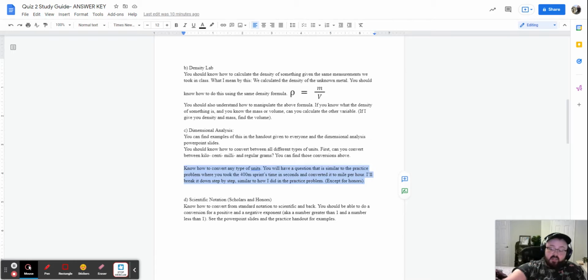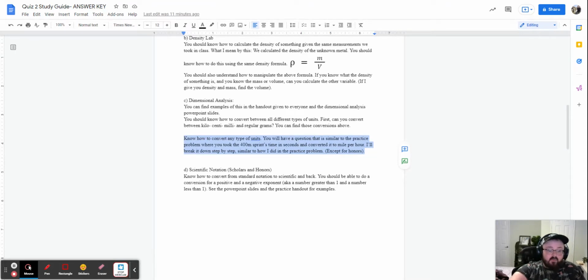And as you've seen, and I'll probably explain in class, I like to break it down into the steps. Really, just like that scaffold, building up to it, rather than just saying convert 400 meters per second into miles per hour. I like to break it down, especially when we're new to this. This is not true for the honors kids. I expect you to be able to do it on a quiz or exam. In our practice, we're going to be breaking it down, but on a quiz or exam, you will not get that same level of scaffolding.